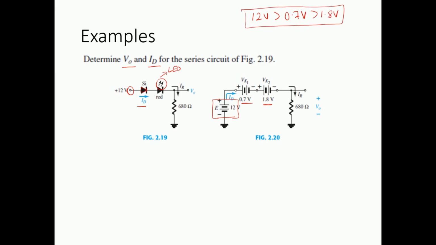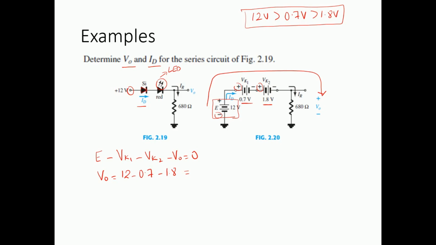Thus we can apply our KVL to find the unknown voltage V0 and the current ID. So again, the V0 is easily found if we apply the KVL on the outer loop. So our equation will be, if we take the negative sign over here, it is going to be E minus, we have a positive sign, so it is going to be minus VK1. Then we have a positive sign, it is going to be minus VK2. Then we have the voltage at output, so it is going to be minus V0 equals 0. So V0 is going to be 12 minus 0.7 minus 1.8, and the value we will see shortly.